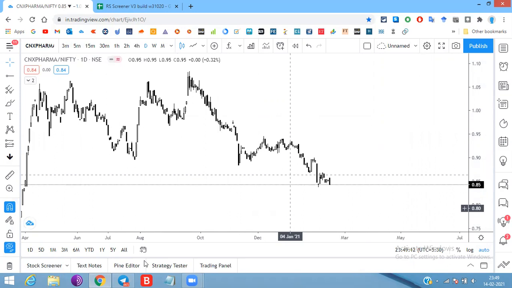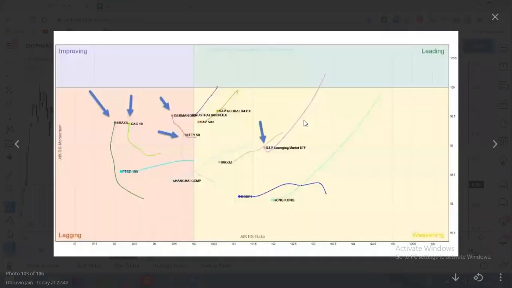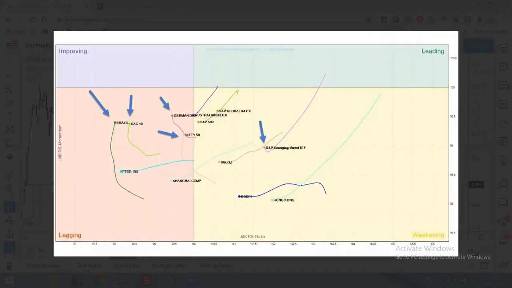Now there are other types of charts which I like, which are called RRG charts. So RRG charts are quadrant based charts. Quadrant is nothing but there are four quadrants: 1, 2, 3, 4. So let me show you a good example.